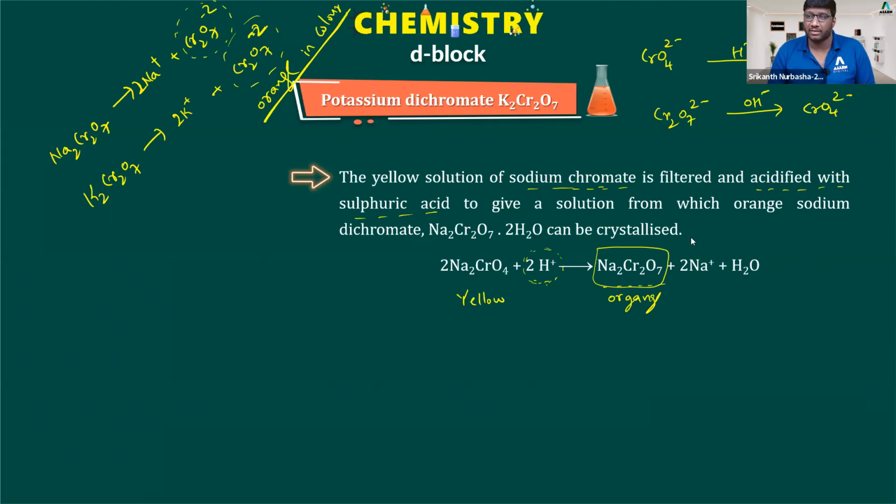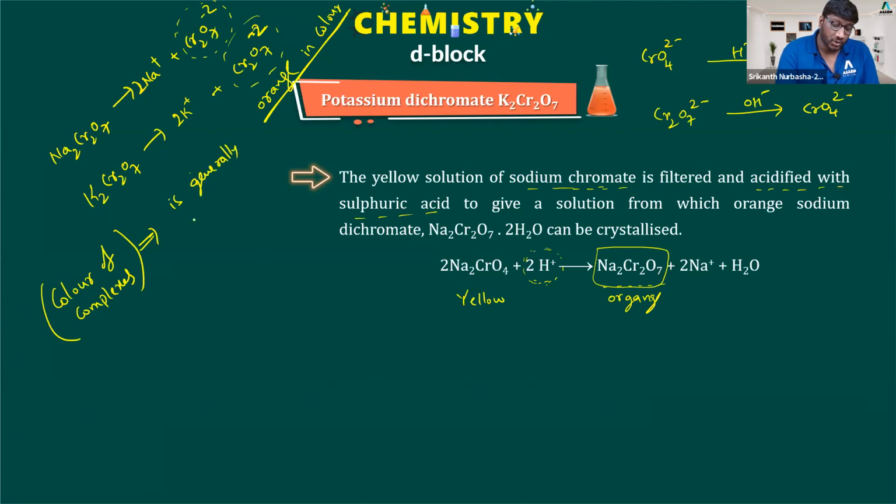Can anyone say why the color is shown by the d block elements or by complexes? Ligand to metal charge transfer. Very good. Ligand to metal charge transfer in this case. Yes or no? But in general, how can the color be explained? The color of complexes is generally due to d-d transitions.